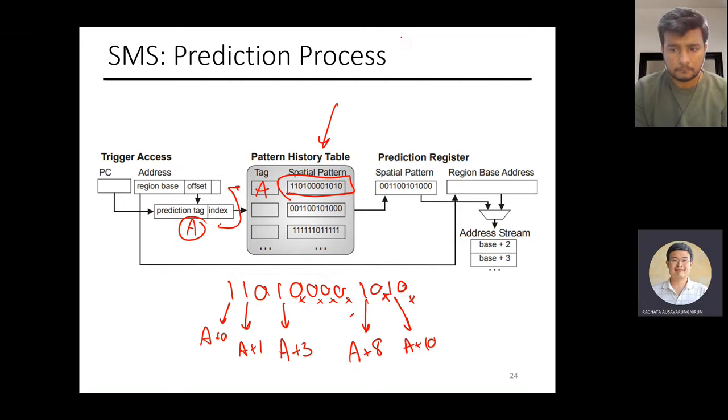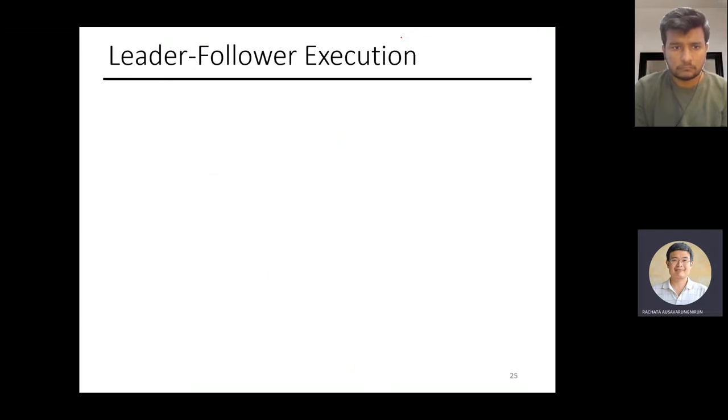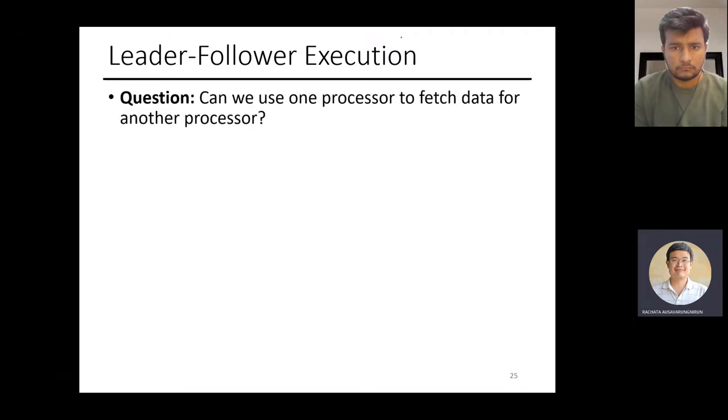This is how the idea works. Another way you can prefetch is instead of predicting, you run ahead of the stream and see, okay, what are the addresses that I am going to have to access? This school of ideas is called leader-follower execution. The question that we are going to ask is, can we use one processor to fetch the data for another processor?